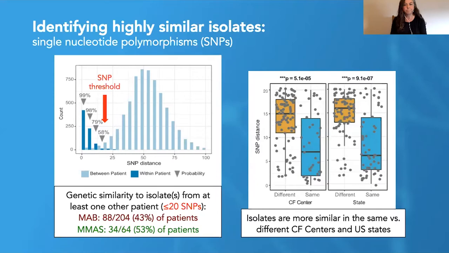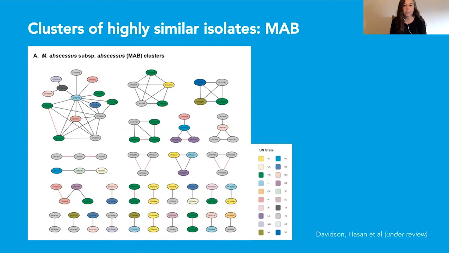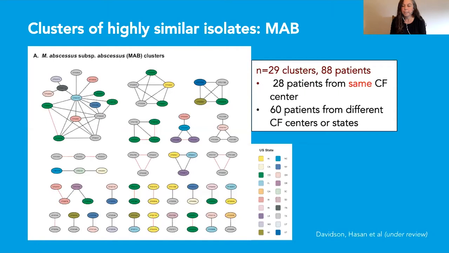So next we want to take these highly similar isolates and see how they're related to each other, because it's not just one big cluster, it's multiple clusters of similar isolates. To do this, we did something called a network analysis. Here, with our 88 patients, we identified 29 different M. abscessus clusters. The clusters are shown as networks in which the ovals represent a separate patient, and the lines represent connections of isolates that are genetically similar by less than or equal to 20 SNPs. If the lines are black, they're from different CF centers. If they're red, they're from the same CF center.